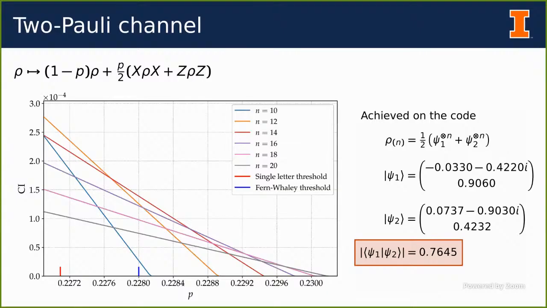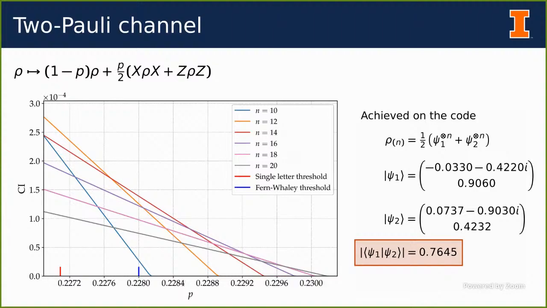Let me just highlight one channel, because I'm getting to the end. For example, we looked at the so-called 2-poly channel, which is a member of this family of poly channels, where one of the poly operators occurs with some probability. In this special noise model, only the X and Z errors can happen, with equal probability.